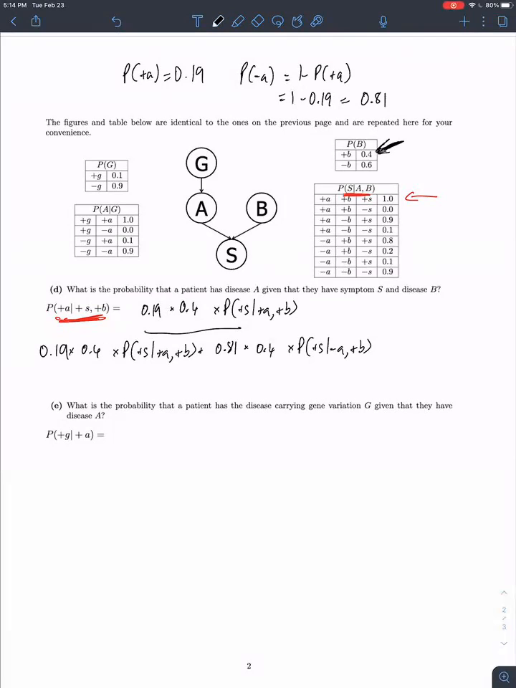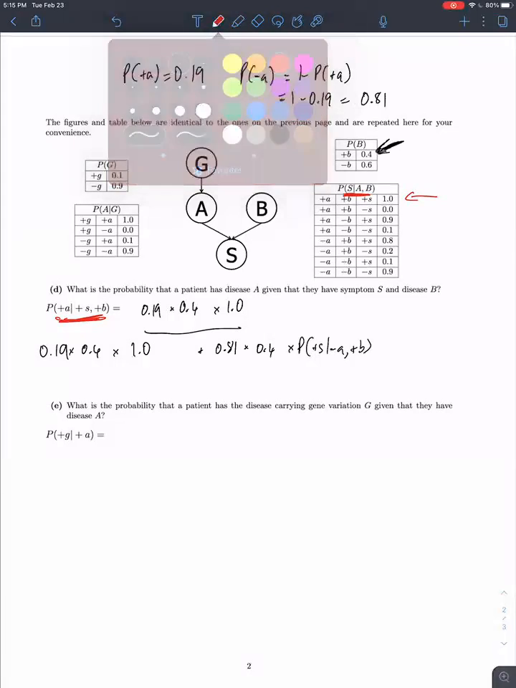Now, the probability that you're positive for S, given that you're positive for A and you're positive for B, that is 1. It's the first row in the table above, right? So times 1.0. And here, the first term on the bottom is times 1.0, because positive S, given that you're positive for A, positive for B. Then the probability that you're positive for S, given that you're negative for A, positive for B. So we want minus plus plus, right? Negative A, positive B, positive S. So it's this term. So that is 0.8.